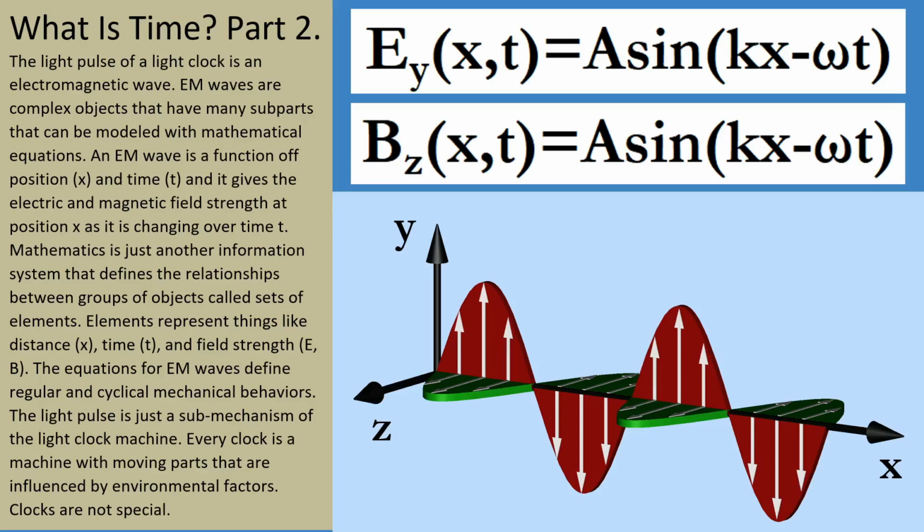Mathematics is just another information system that defines the relationships between groups of objects called sets of elements. Elements represent things like distance, time, and field strength. The equations for EM waves define regular and cyclical mechanical behaviors. The light pulse is just a sub-mechanism of the light clock machine. Every clock is a machine with moving parts that are influenced by environmental factors. Clocks are not special. They are just machines.